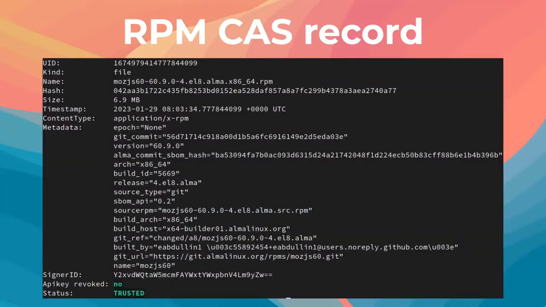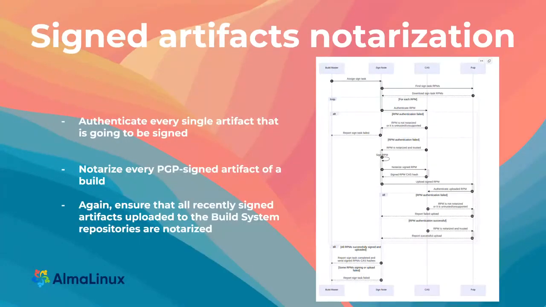This is how a CAS record looks for an RPM. As you can see, we reference the commit hash, the version of the package, the epoch, the Alma commit SBOM hash, the architecture, the build ID, the release, everything that describes a package in a way that you cannot say this is another one. It's univocally this package, this version. And that's regarding building the packages.